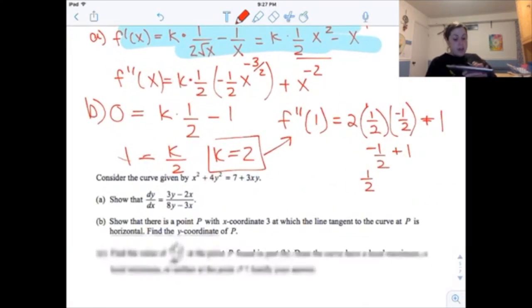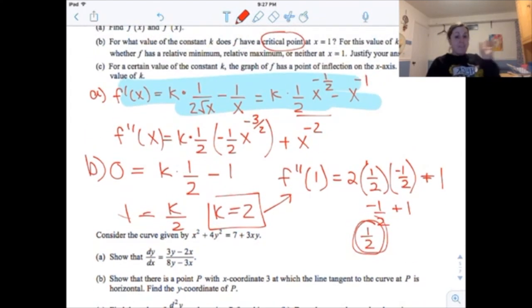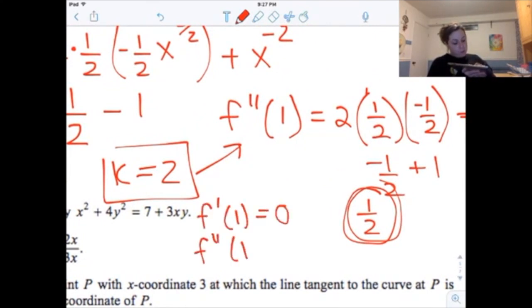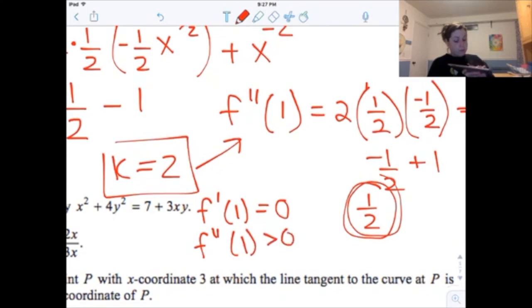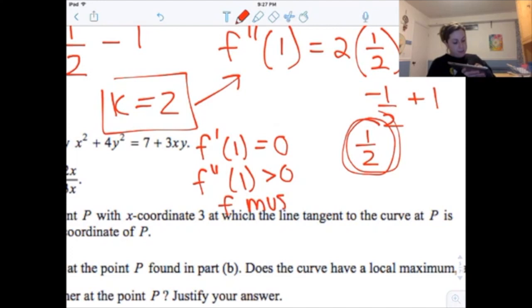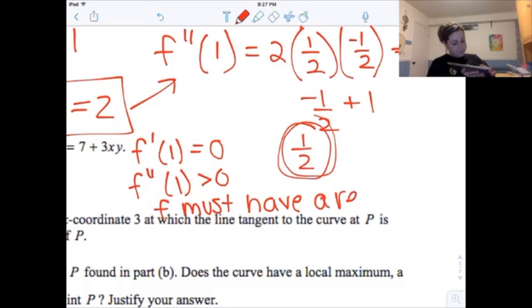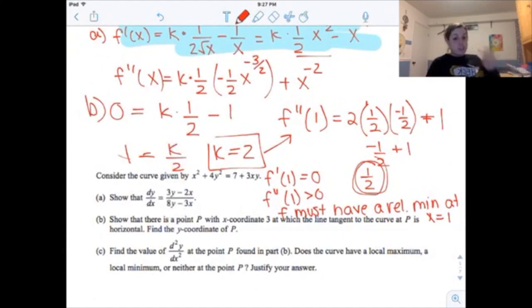Now think about this. I know that this is a critical value, and I know my second derivative is positive. So that means that f is concave up there, right? So because f prime of 1 equals 0 and f double prime of 1 is greater than 0, f must have a relative min at x equals 1. Again, you could do a sign chart and test it, but it's much faster to just go straight to the second derivative.